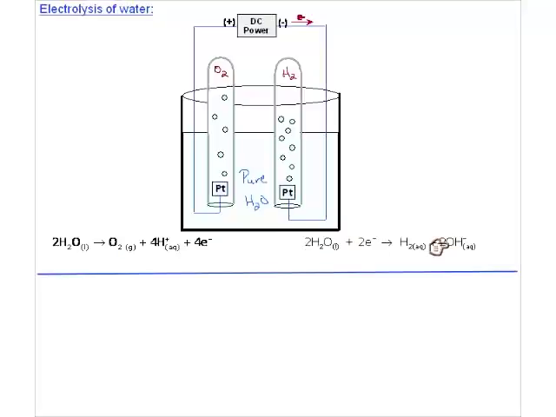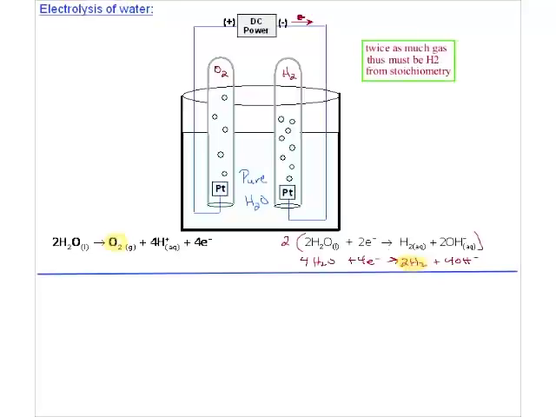Now, how do we know which is which? Well, if we want to balance this for the number of electrons, I'd have to multiply this equation by 2, so that I would get 4 water here now, plus 4 electrons, producing 2 H2O and 4 OH minus. So I'm multiplying everything by 2. And you can see from the stoichiometry here, 1 oxygen is going to produce 2 hydrogens. So whichever test tube has twice as much gas, that's the one that's going to be hydrogen, because the stoichiometry of the reactions is producing twice as much hydrogen as it is oxygen.